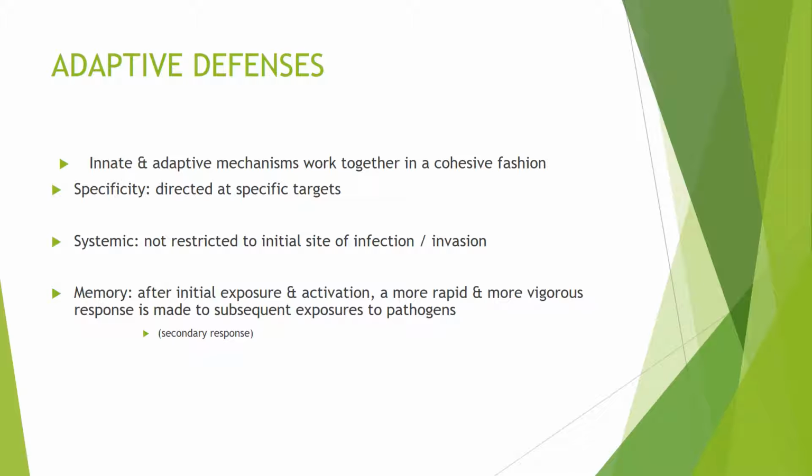And so we have a systemic response where it's not restricted to just an initial site of infection or invasion. Our adaptive defenses also have something called memory, where after initial exposure and activation, there will be a more rapid and a more vigorous response made to that certain pathogen. This is what's termed our secondary response, where we'll have a shorter time for the immune response.